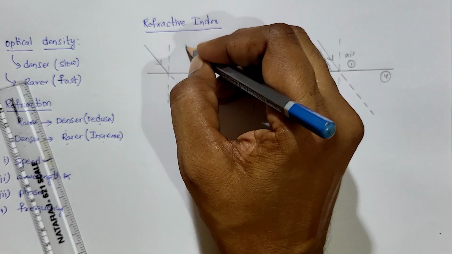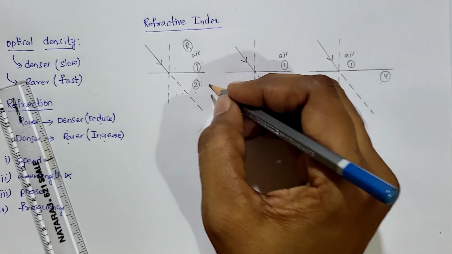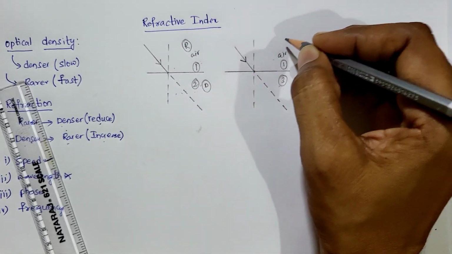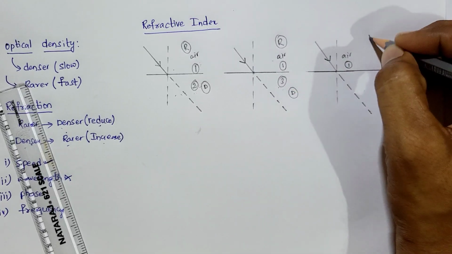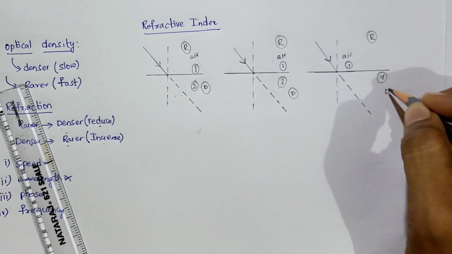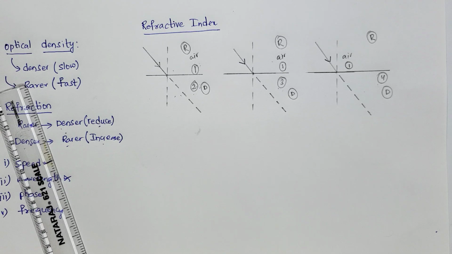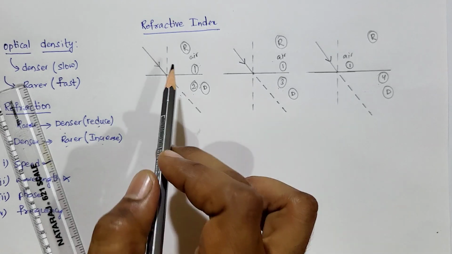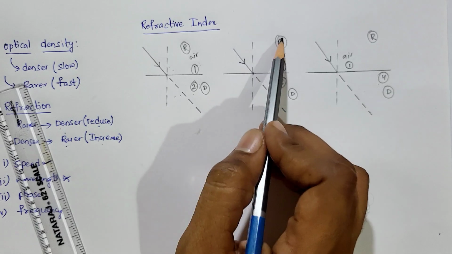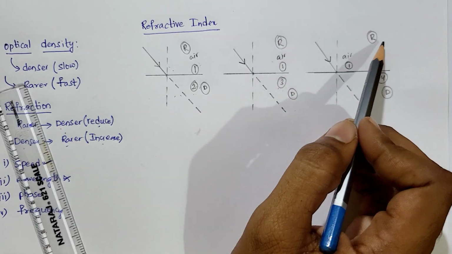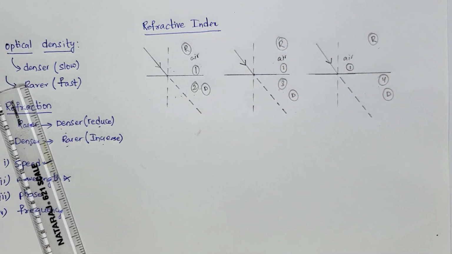I am going to take this as a rarer medium and this as a denser medium. Here also rarer medium and denser medium. Here also rarer medium and denser medium. All are rarer to denser only. In all the three cases, light is passing from rarer medium to denser medium. So, in all the cases, the light ray should bend towards the normal only.